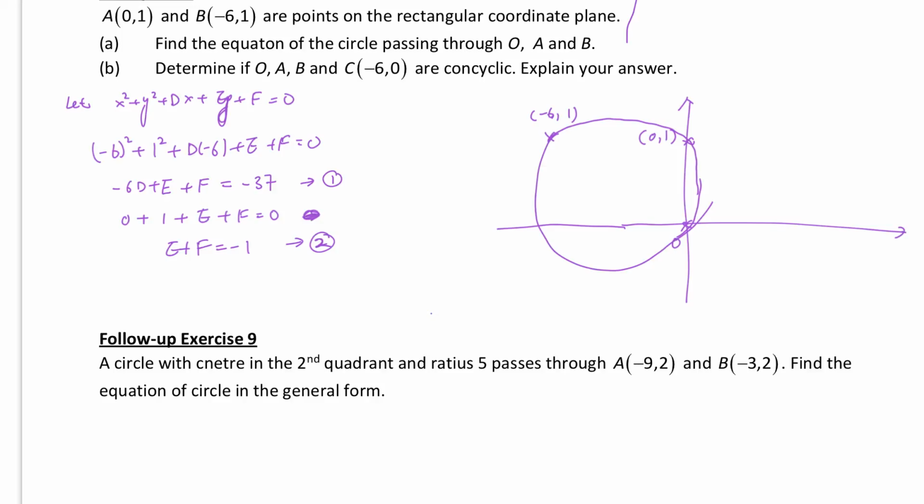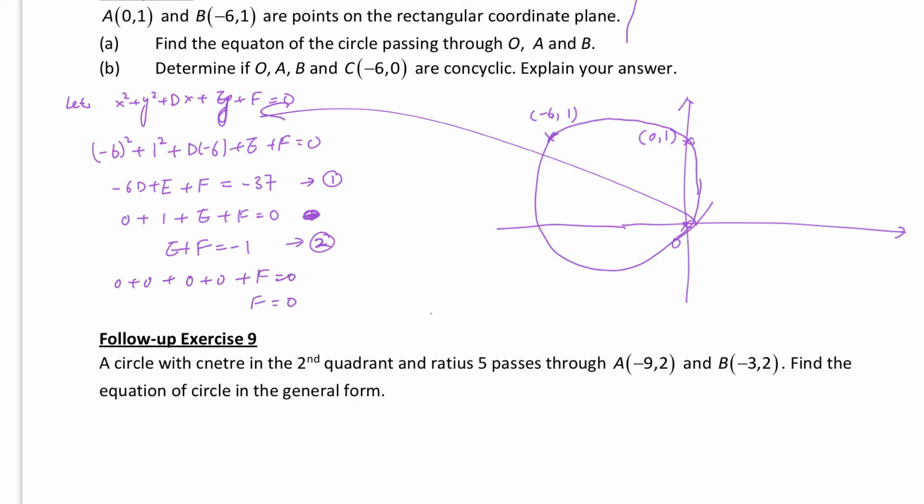In general, after you change to this form, I will use equation 1 minus equation 2. You can eliminate F, because F is a constant term. In general, after subtraction, you can find one equation with D and E only. But luckily, because we have point 0, 0, try to substitute it into the equation. You can see this question is very simple because 0 plus 0 plus 0 plus 0 plus F is equal to 0. We can conclude F is equal to 0.